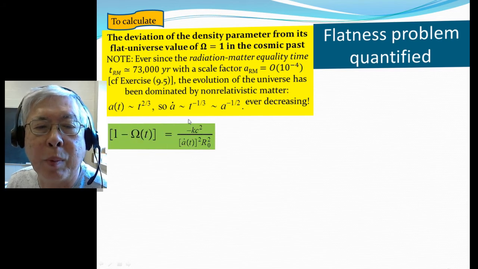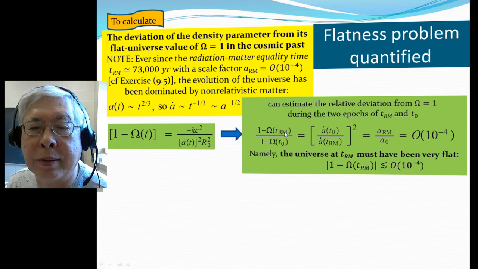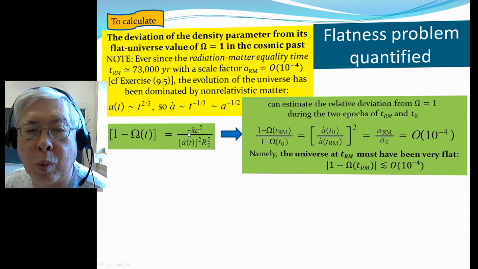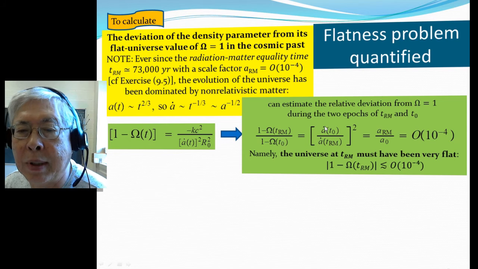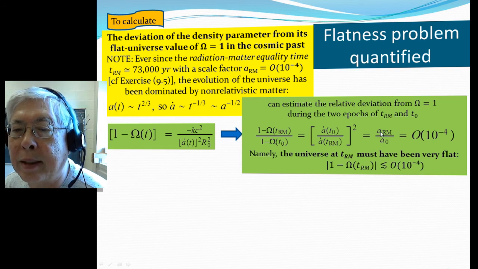So in the Friedmann equation written this way, the ratio of the density parameter at the radiation-matter equality time and now must be proportional to 1 over A dot squared. So this is A dot at time now squared divided by A dot at radiation time. And since this is proportional to 1 over the square root of A, in terms of A, this is A at the equality time versus A now. Of course, A now is 1 by definition.